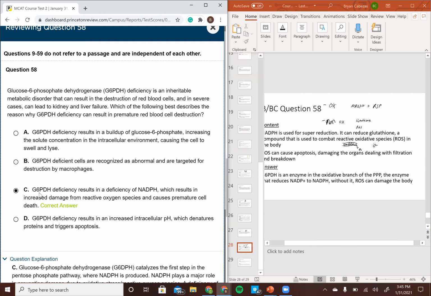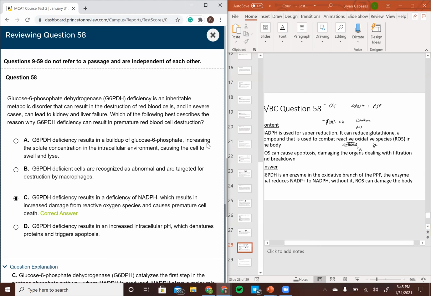And the correct answer for that reason would be C. Glucose 6-phosphate dehydrogenase deficiency results in the deficiency of NADPH, which results in increased damage from reactive oxidative species and causes premature cell death. And why does it mention the kidney and liver? Because these are filtration organs that deal with the blood. If you have something malicious in the blood, like the contents of a destroyed red blood cell, a lot of those contents need to be filtered out. So these organs are trying to deal with that, and they can get hurt.